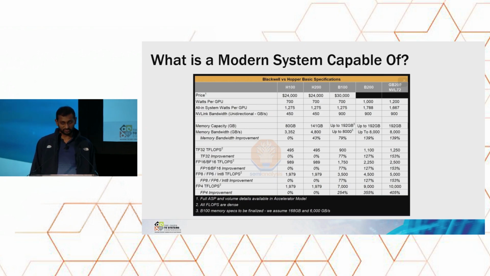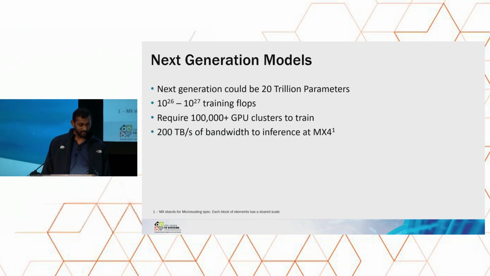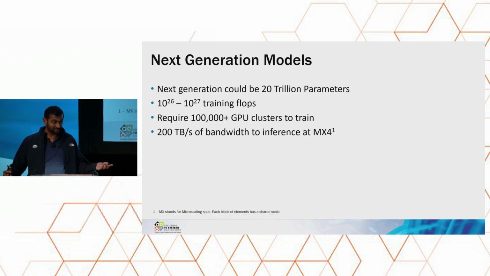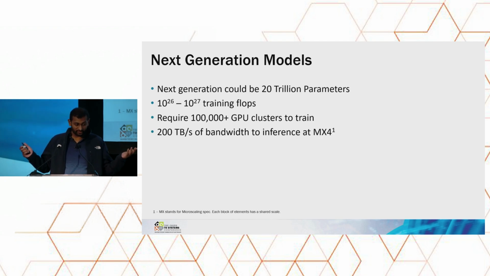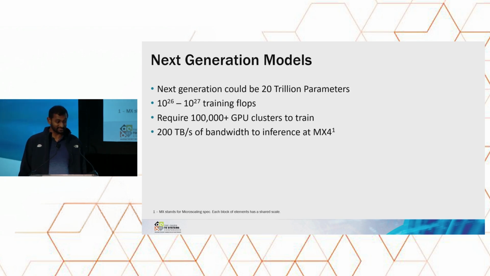The microscaling formats, right? MX8, MX4, et cetera. So modern systems are capable of a lot, but one chip is not enough. So reiterating, what is this next generation model? If we again go stupid, it's just 10x the 1.8 trillion parameters, roughly 20 trillion parameters. What is the training flops? 2E25 for GPT-4, again, roughly 10x. It's in that 10E26 to 10E27 range.